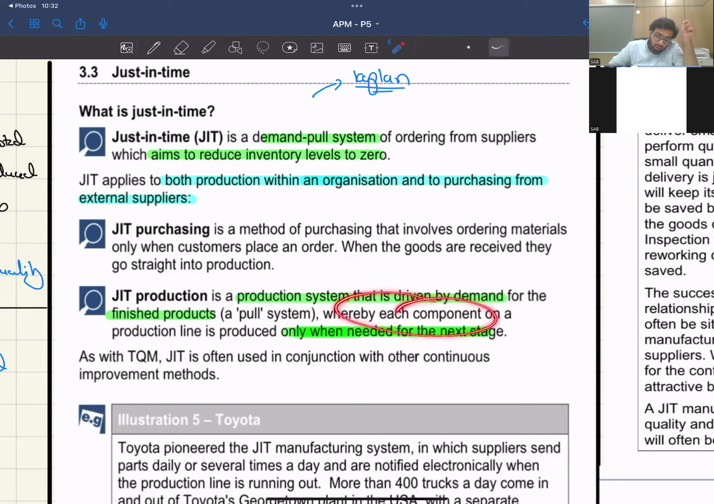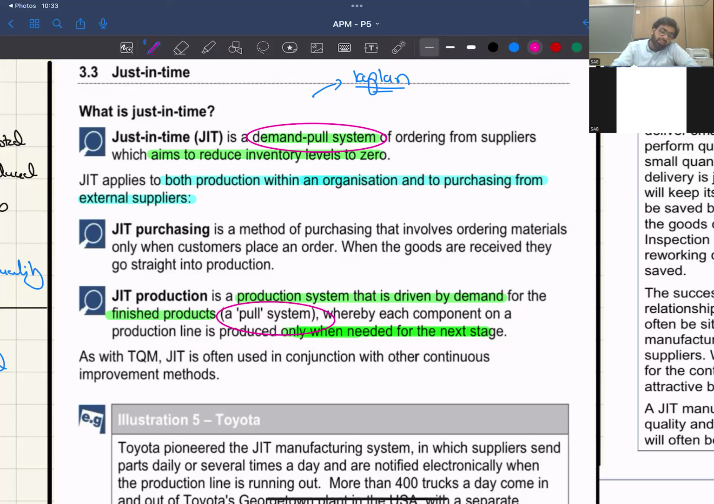Each component on a production line will only be produced once you have got the demand, right? So the word to be remembered is the demand pull system.